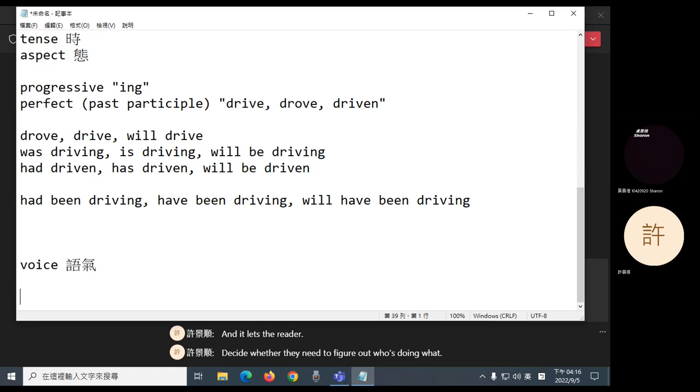But in English, you have to tell the reader. So we have active and we have passive voice. Now, remember the concept, one word for each grammar idea. The passive follows the same rule.